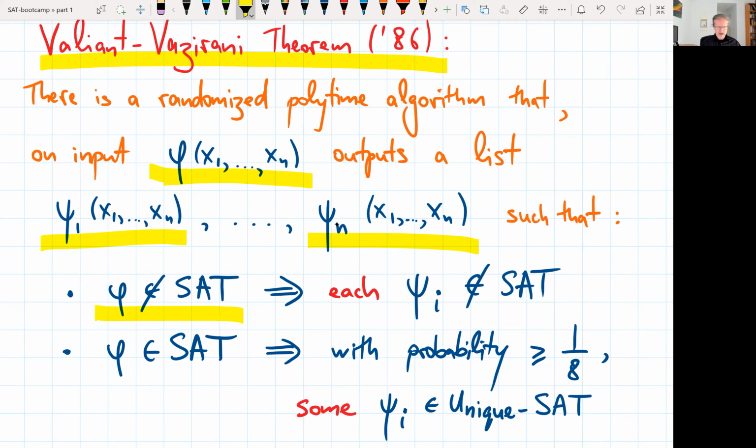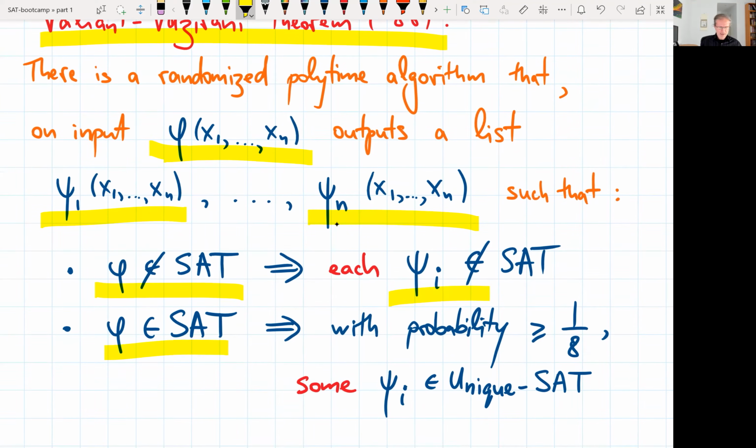If the original formula phi was not satisfiable, then each of the produced formulas psi sub i will not be satisfiable as well. On the other hand, if the formula phi was satisfiable, then with some non-trivial constant probability, say at least 1/8, this randomized procedure will produce a list such that at least one formula on that list, at least some psi sub i, will be uniquely satisfiable. It will have exactly one satisfying assignment.